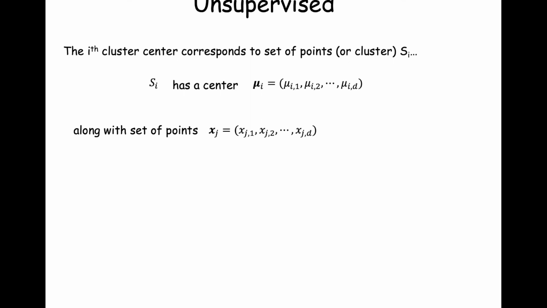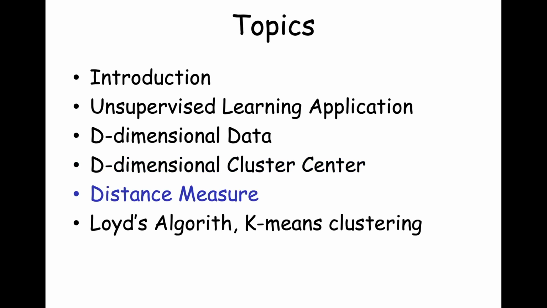Okay, so the ith cluster center corresponds to the set of points, the cluster S sub i. So S sub i, the ith set of points that are most similar to one another, has a center mu sub i. Does that make sense? Okay. So that's the center, but we didn't talk about the data points in that cluster, right? So S sub i is the set of points, mu i is the mean of the set of points, where xj is going to be used to represent the points themselves from which you compute mu sub i, the center. So for each cluster S sub i, we have a center, mu sub i, and we have a set of points xj. Okay, so let's take a look now at the distance measure.